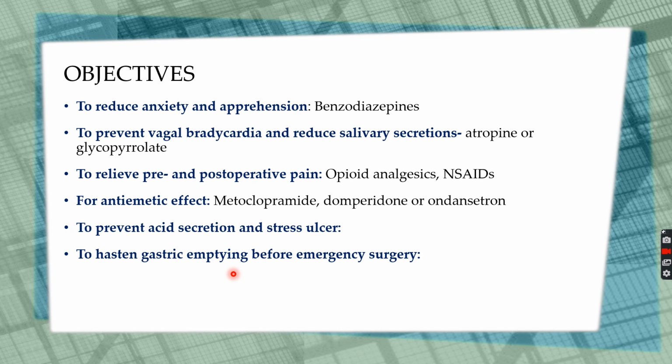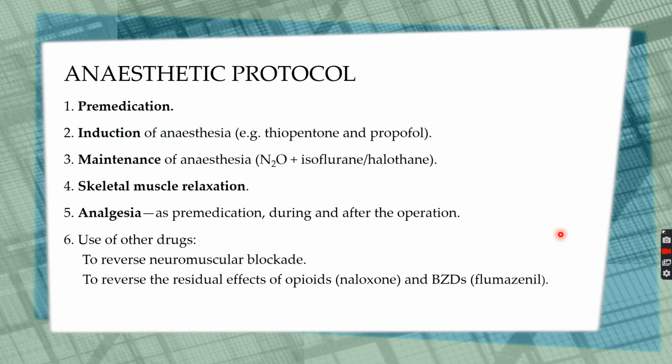Antiemetic drugs that are used are metoclopramide, domperidone, ondansetron. Ranitidine and omeprazole, they prevent acid secretion and prevent development of stress ulcers. Again, metoclopramide or domperidone, since they are prokinetic agents, they increase gastric emptying before emergency surgery. So these are the drugs which comprise a set of drugs called pre-anesthetic medications, which are very important drugs which have to be given before administering anesthesia to the patient.